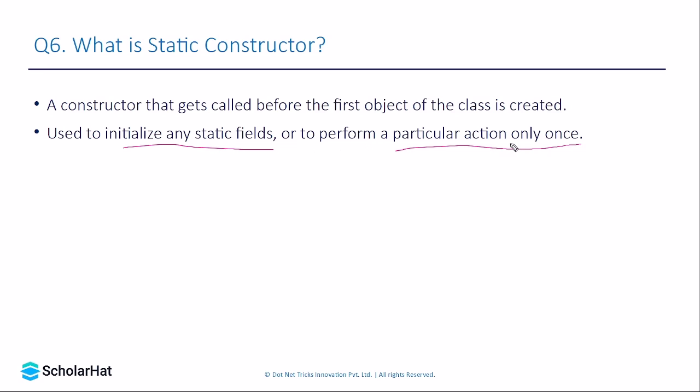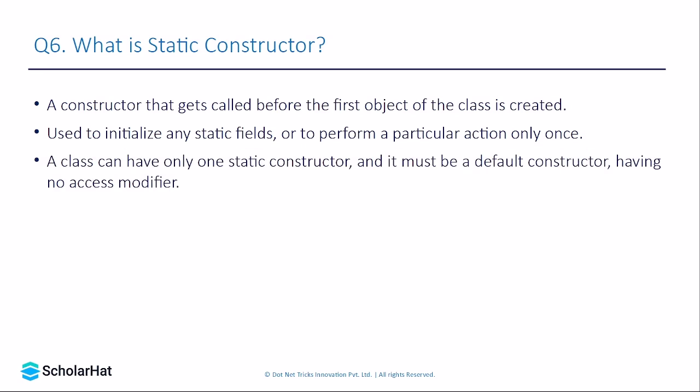It can be asked in this way as well: how many times is a static constructor invoked whenever you create multiple objects of a class? The answer is only once, because a static constructor executes only once in a program, whenever you create an object of the class. A class can have only one static constructor, and it must be a default constructor having no access modifier.